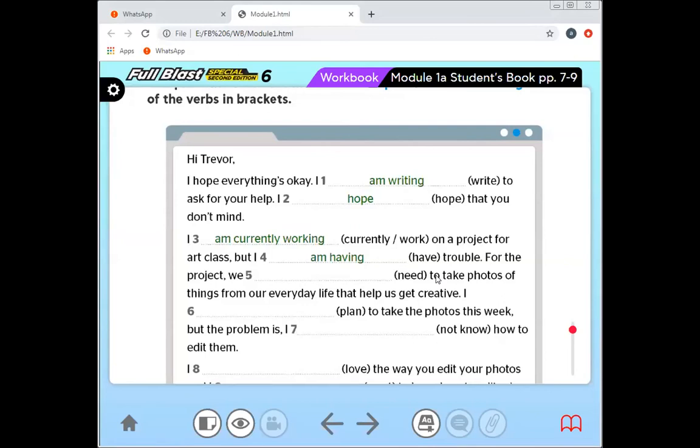You know how to know this present continuous or not. Think of the action. If it's in some time and it will finish, so you can use the present progressive.